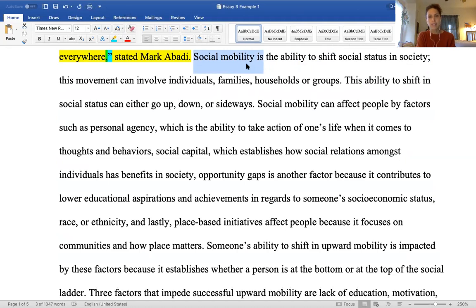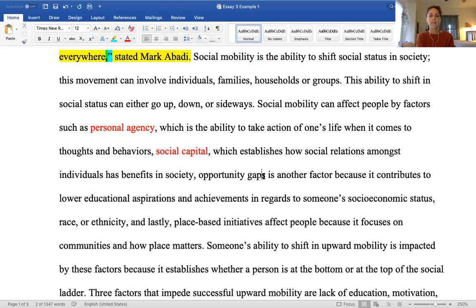So this is the ability. Perfect. Great. So we're going through our definition. This ability to shift in social status can either go up, down, or sideways. Social mobility can affect people by factors such as personal agency, which is the ability to take action of one's life when it comes to thoughts and behaviors. So we have social agency. Social capital, which establishes how social relations amongst individuals has benefits to society.